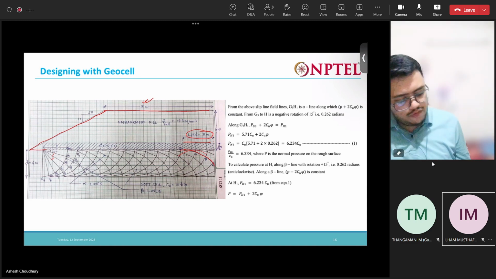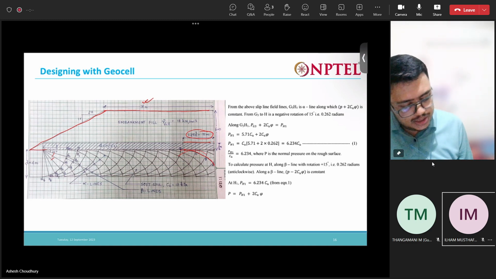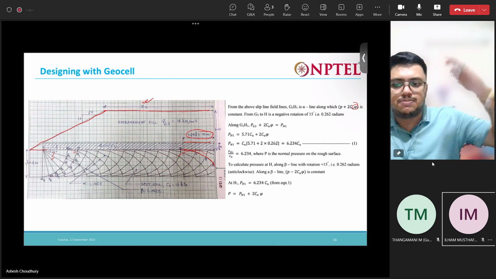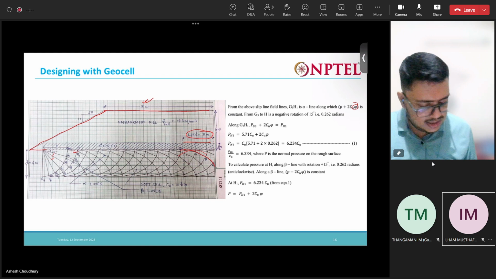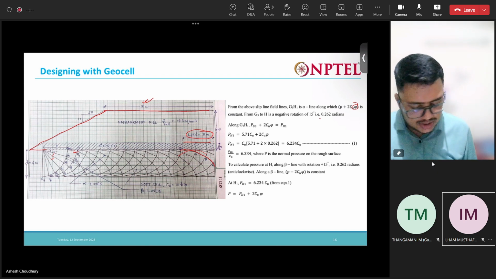Now from the above slip line field, G3H1 is an alpha line along which p plus 2 cu theta is constant. These are the angles, showing how much rotation each slip line is taking. From G3 to H1 is a negative rotation of 15 degrees. 15 degrees means 0.262 radians. So along G3H1, this alpha line.